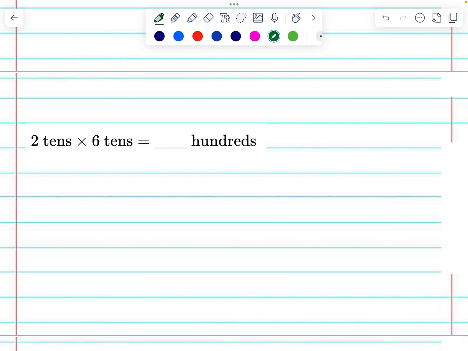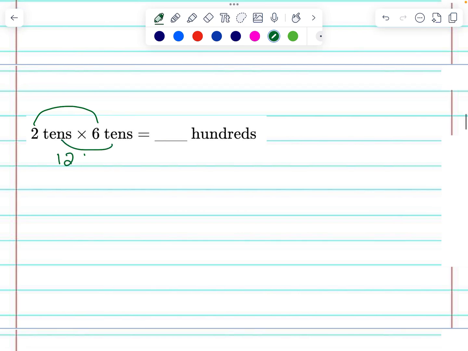2 tens times 6 tens. 2 times 6 is 12. 10 times 10 is hundreds. So that's 12 hundreds. 2 tens is 20, times 6 tens, 60. 1,200.